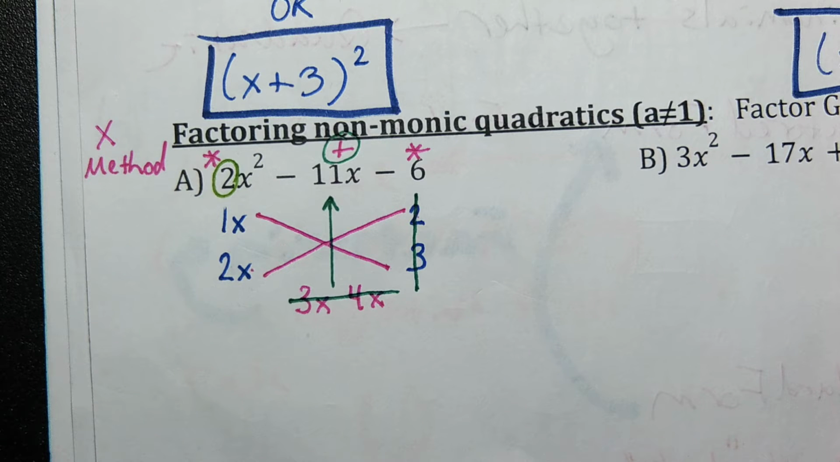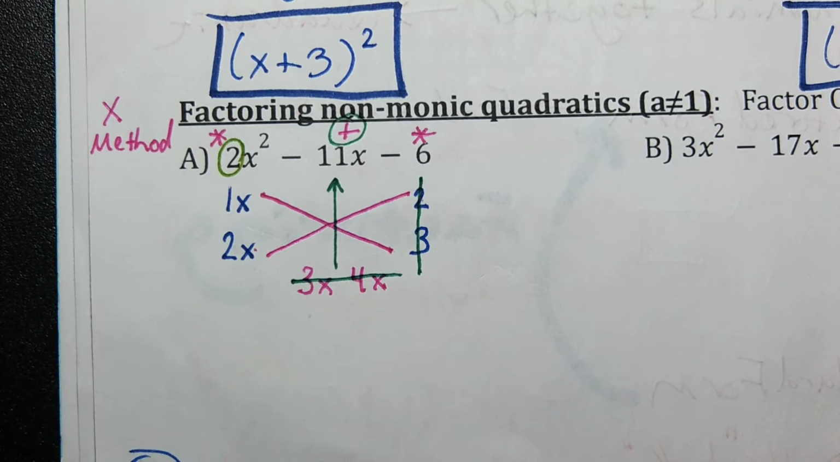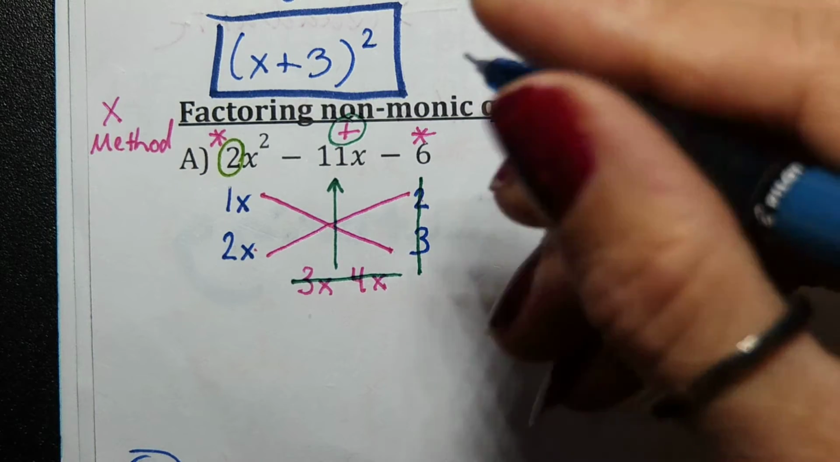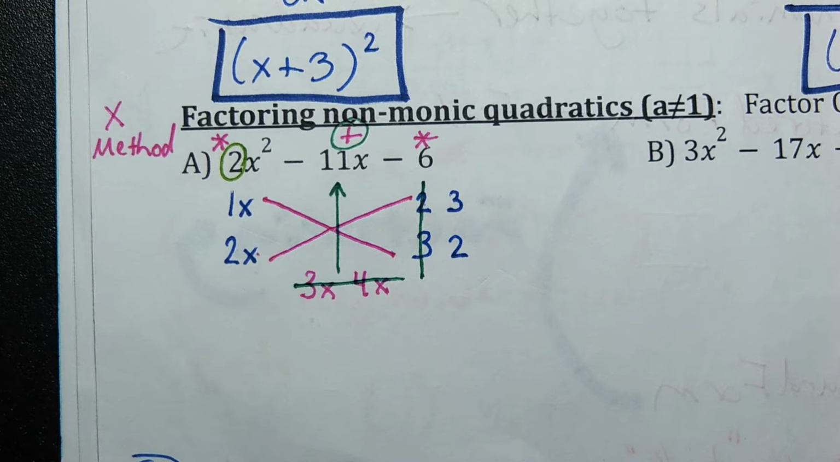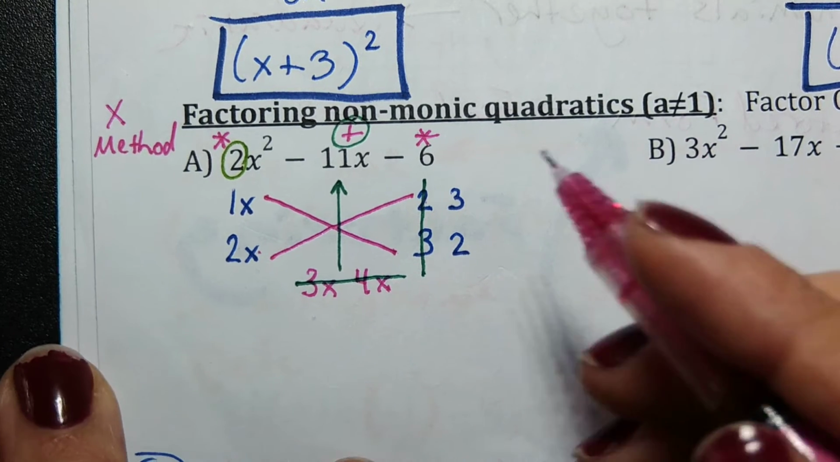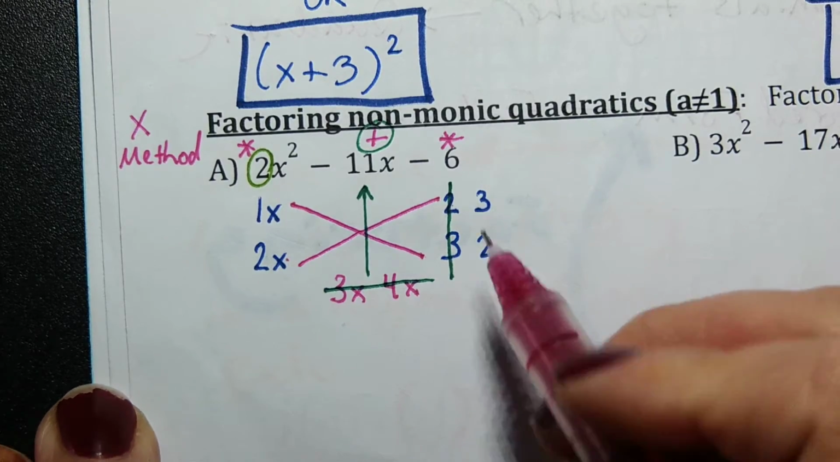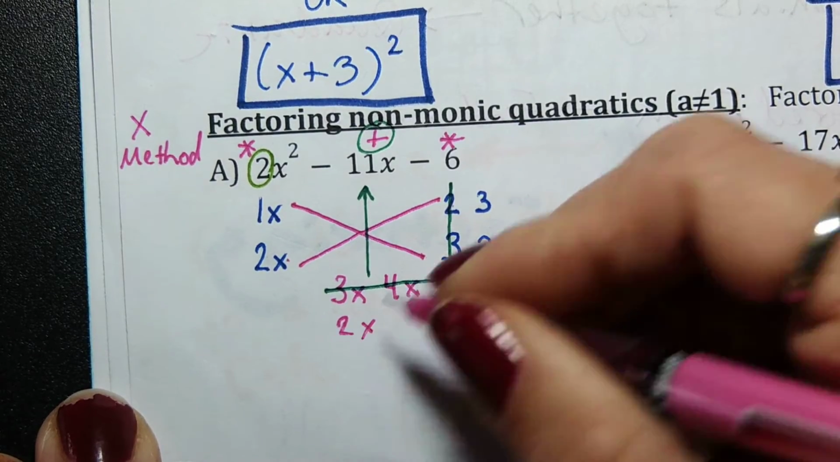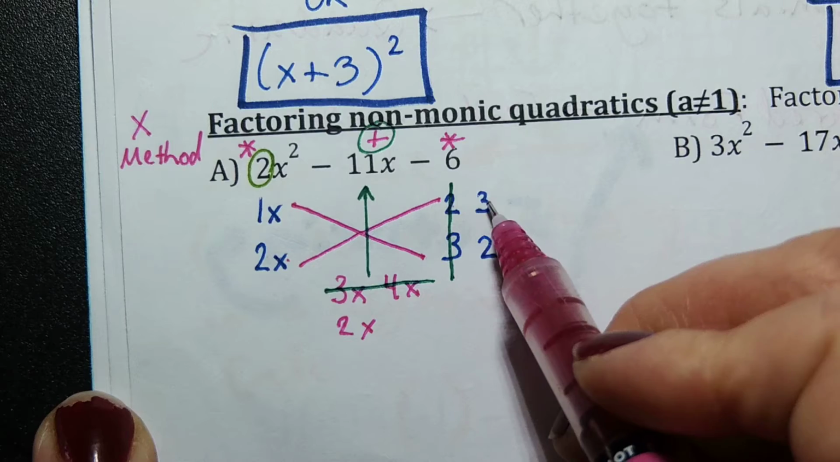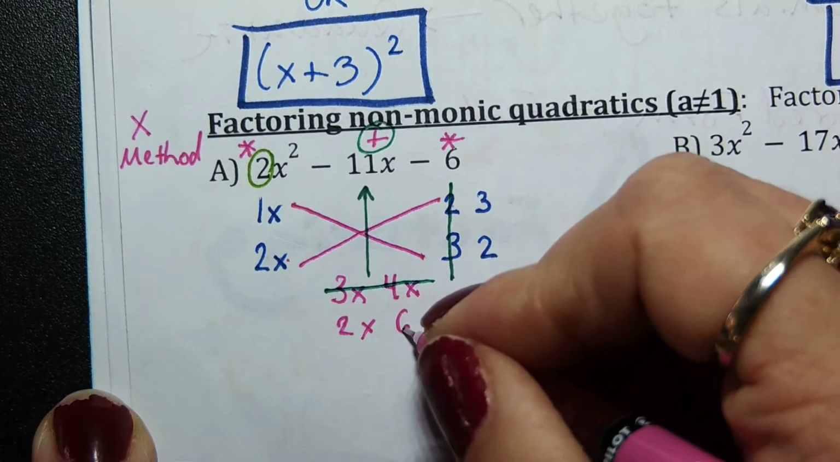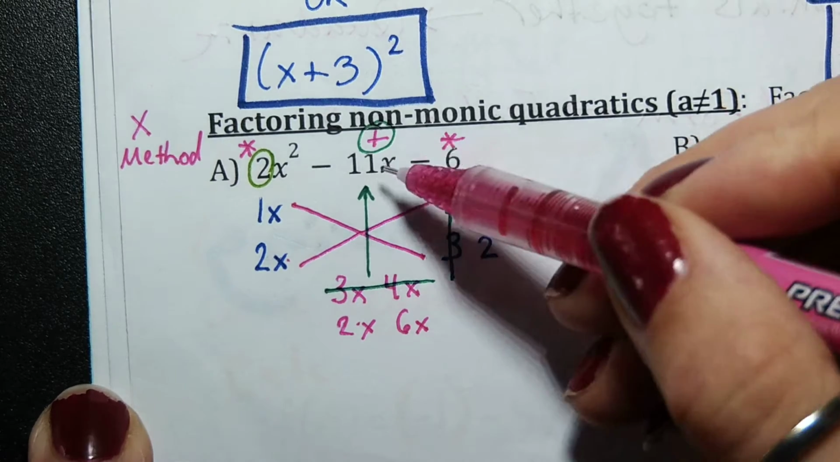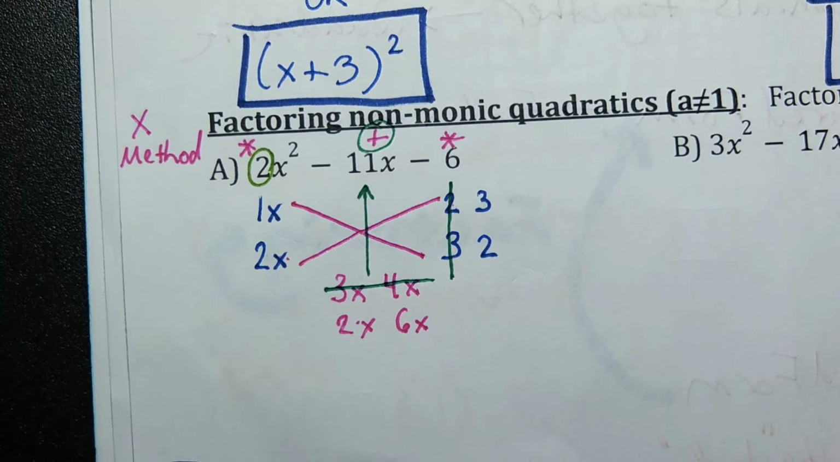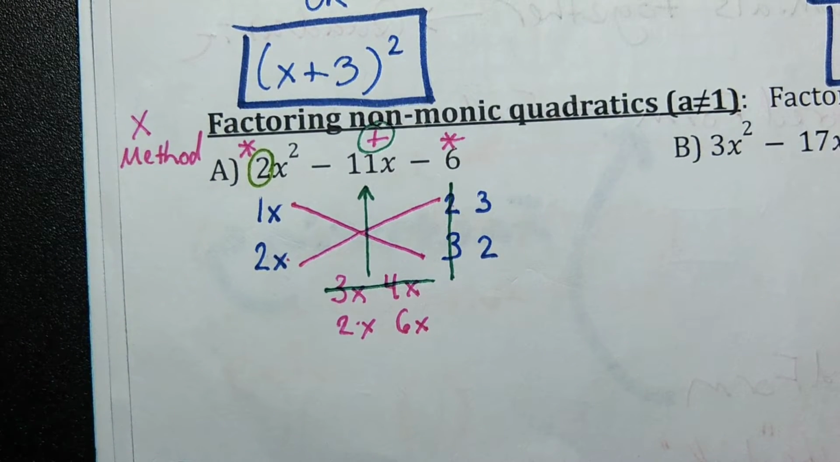Again, we're going to have to do a bit more kind of guessing and checking here, but this helps me keep track of what I have already tried. Next, we'll try 3 and 2. Is switching the order going to give us different numbers? Yep. So 1x times 2 is 2x, and 2x times 3 is 6x. Are these two numbers able to give me -11x? That's a no as well.